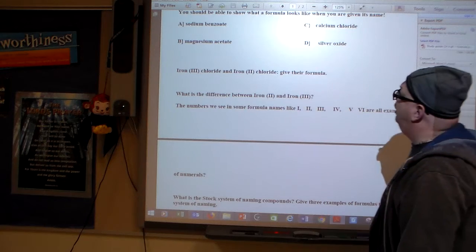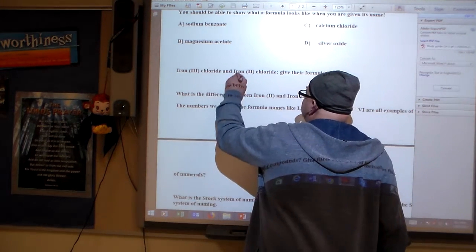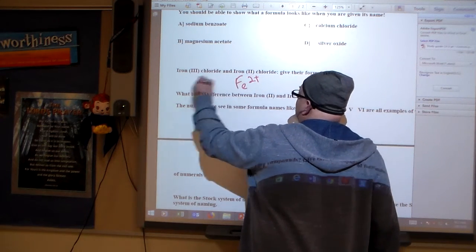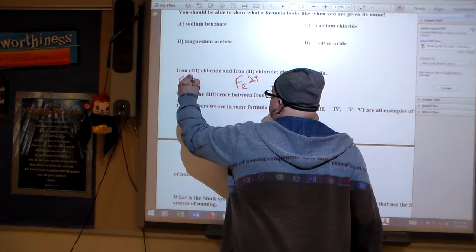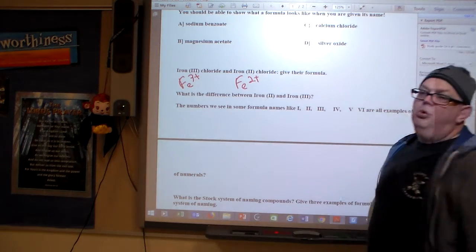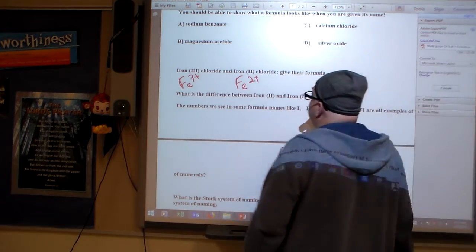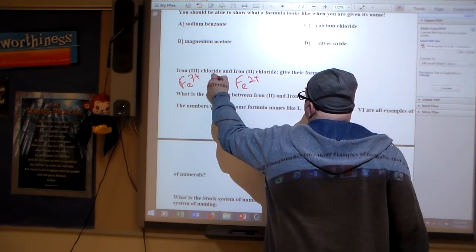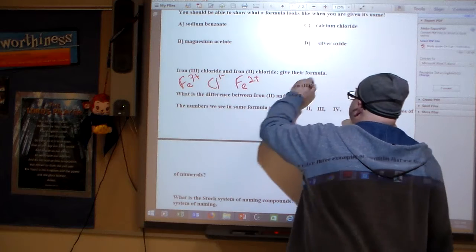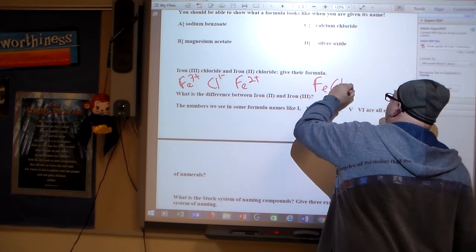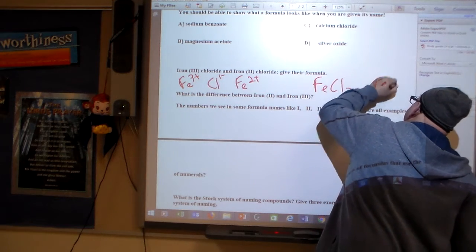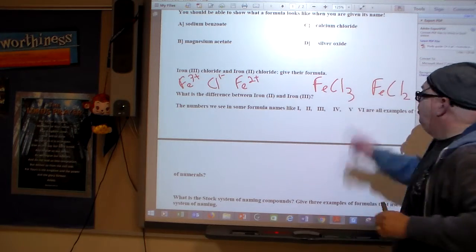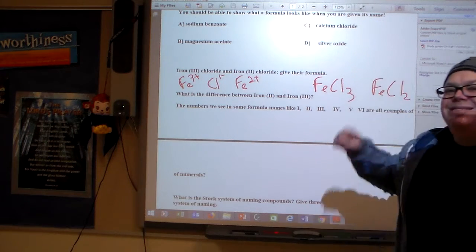So iron 3 chloride, iron 2, so that means that these have different charges. And that's a fairly important concept right there. So when we give the formula, we're going to need chlorine has a -1 charge. So that's going to be FeCl3 and FeCl2. They're both iron chlorides, but they're not the same.